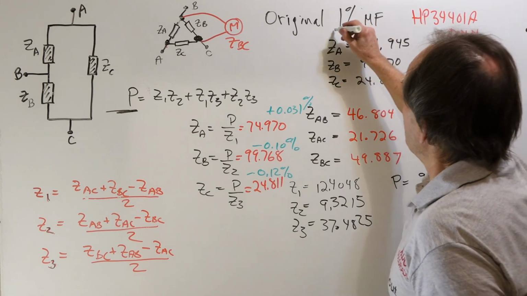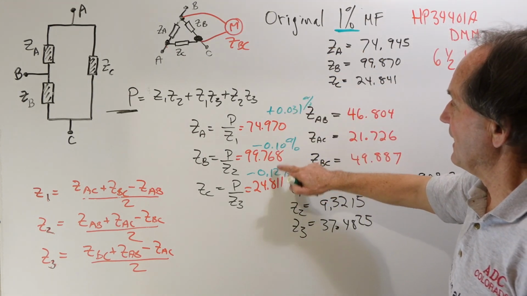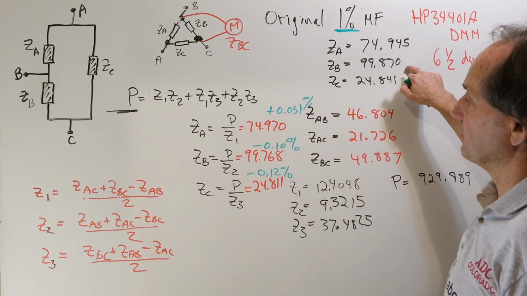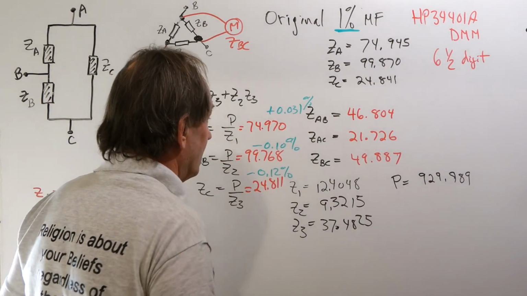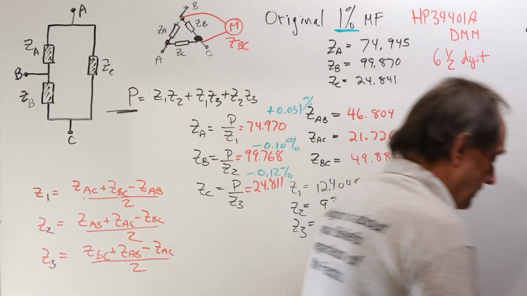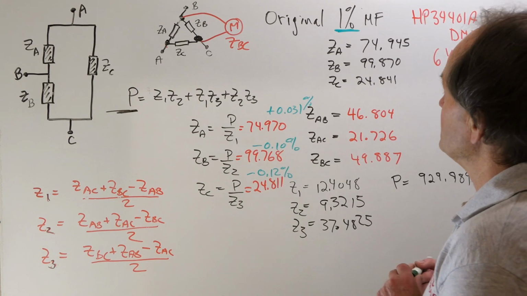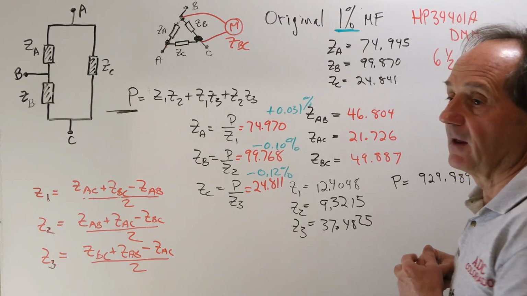Remember, I started with 1% metal film resistors, and I compute that they're within 0.1% of the original values, so they haven't shifted. So that wasn't the problem. That particular network was not the issue in this particular instance. So we see that the theory does check out. It works really quite well.